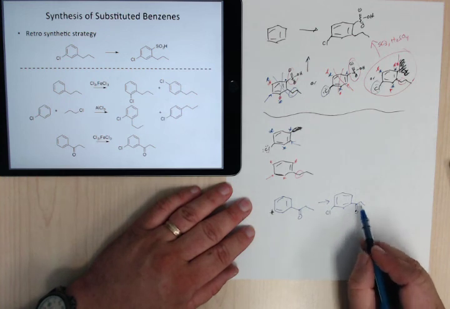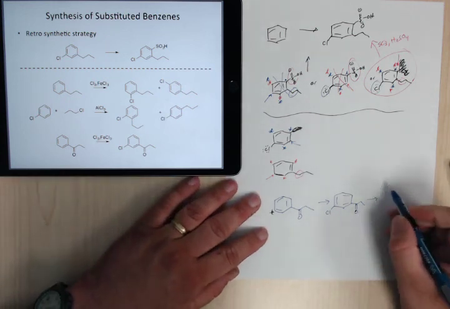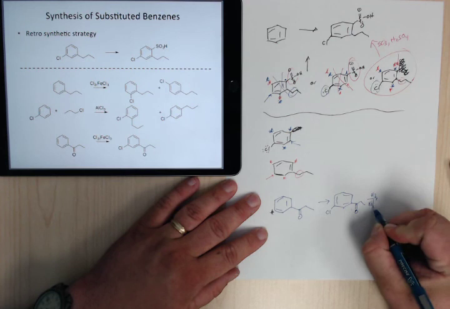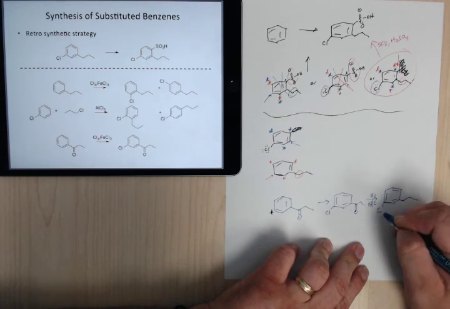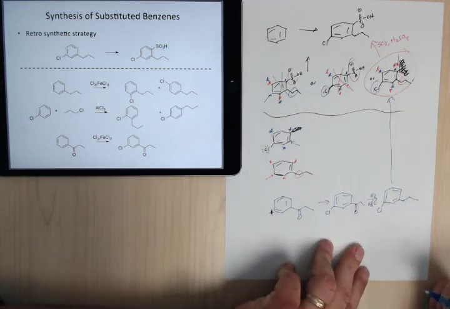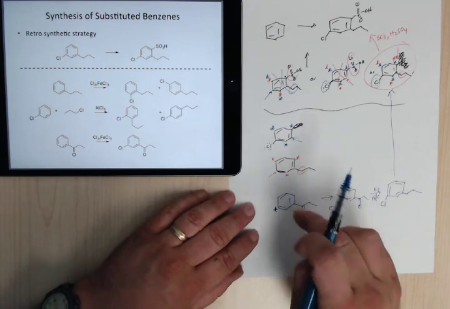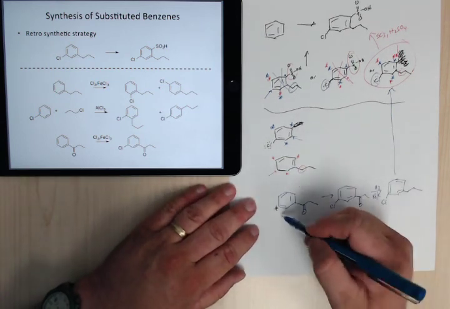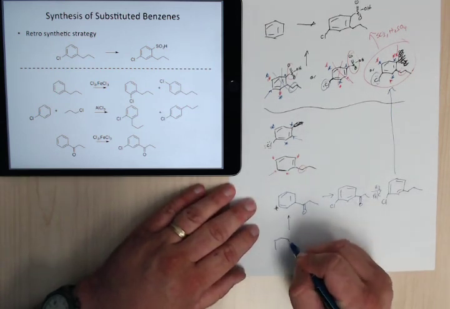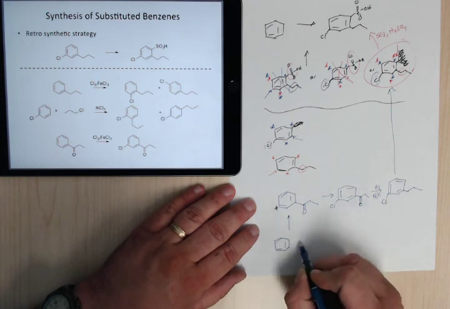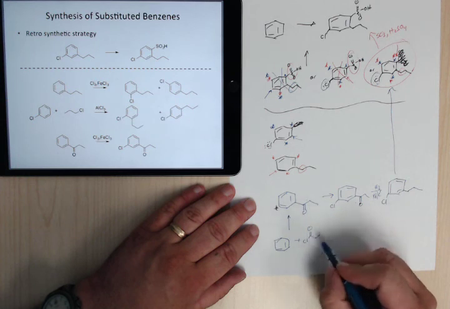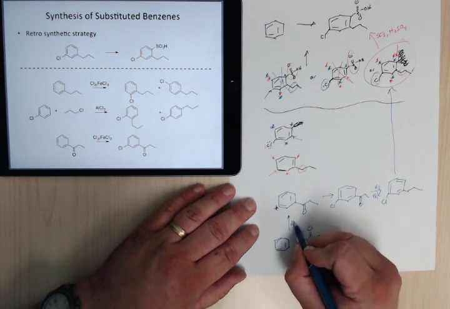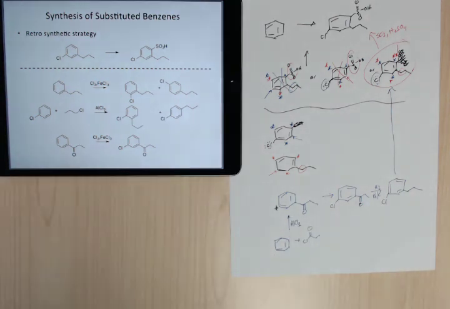All we have to do is get rid of this, and what's an easy way of doing that? Well, we can just hydrogenate it, which is just that. Okay. So here's the question: how the heck do we make that? Well, that's just the Friedel-Crafts acylation. And so you can take benzene plus that, in the presence of aluminum chloride.